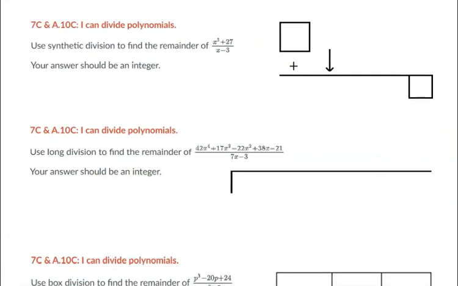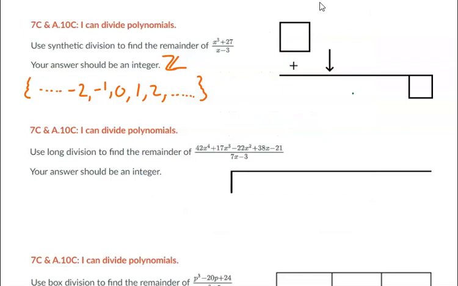Let's look at the next page. I could divide polynomials. Use synthetic division to find the remainder of x cubed plus 27 all over x minus 3. Your answer should be an integer. By the way, integers are the set of numbers such as -2, -1, 0, 1, 2, and so on. The abbreviation for integer is Z. Why? Because I is already taken with the imaginary numbers.